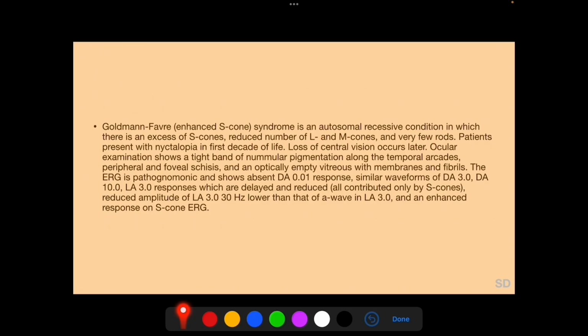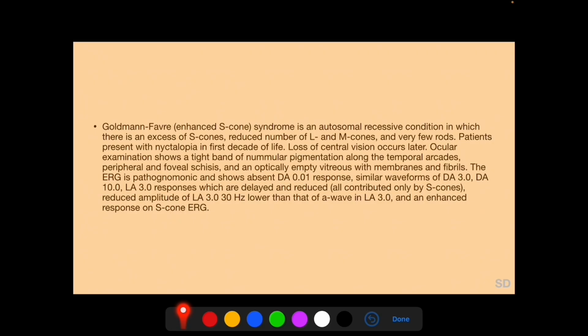Patients present with nyctalopia in the first decade of life and may have loss of central vision later. Ocular examination shows a tight band of nummular pigmentation along the temporal arcades, peripheral and foveal schisis, and an optically empty vitreous with membranes and fibrils.